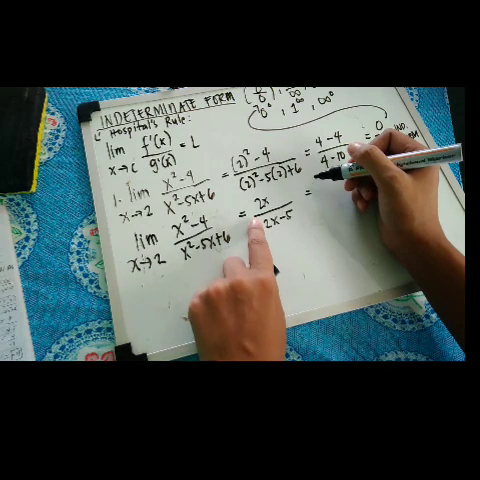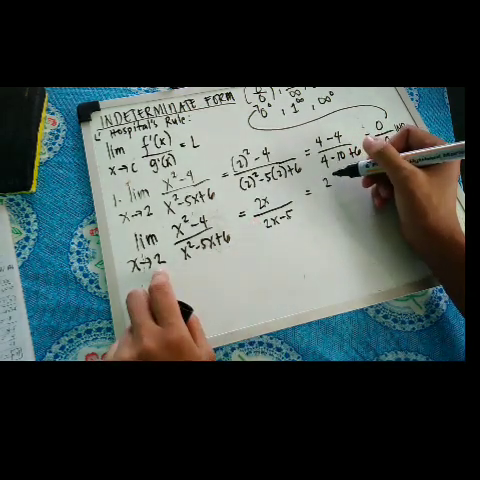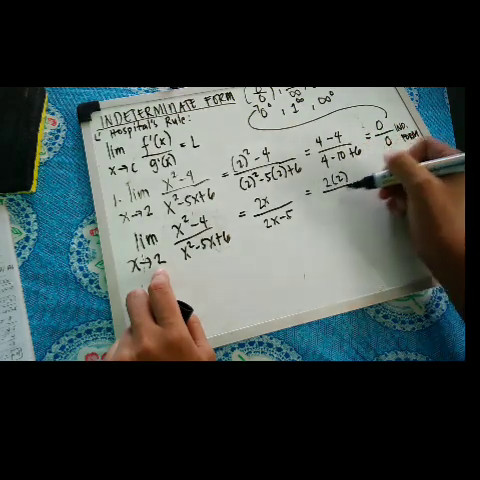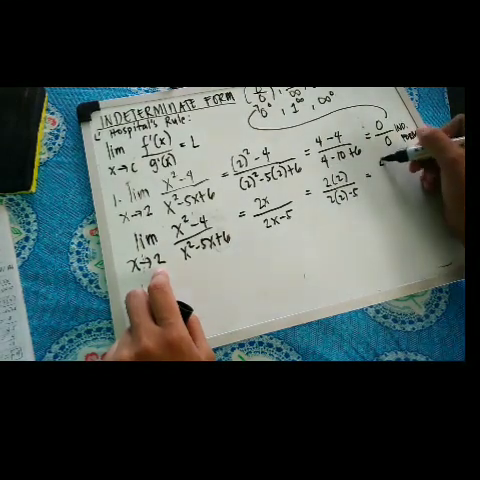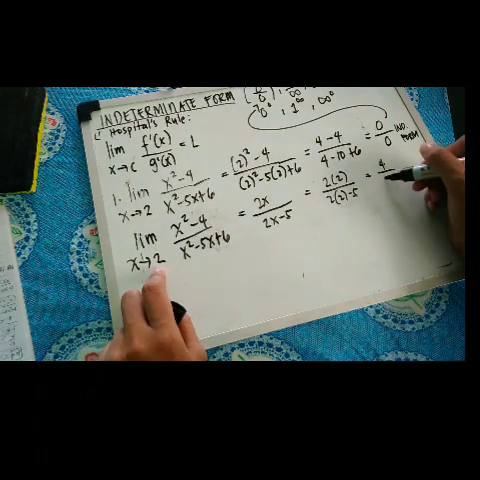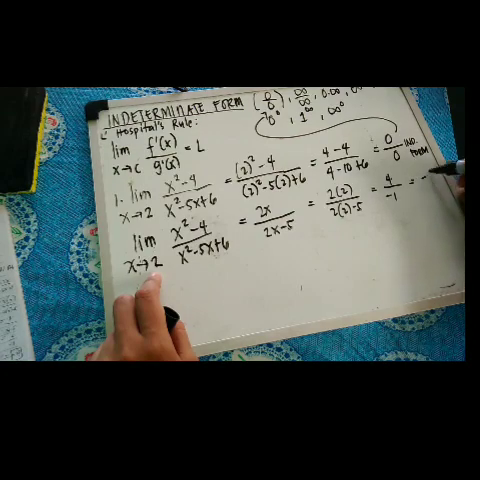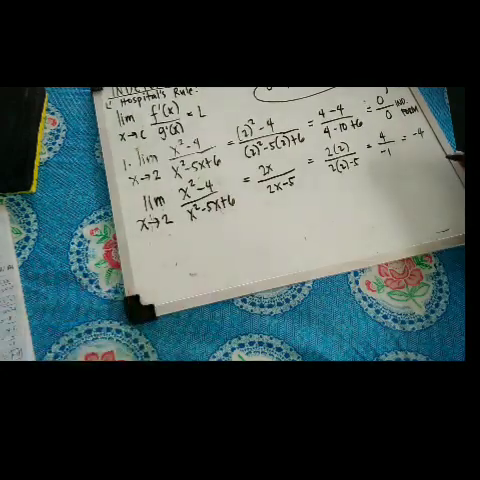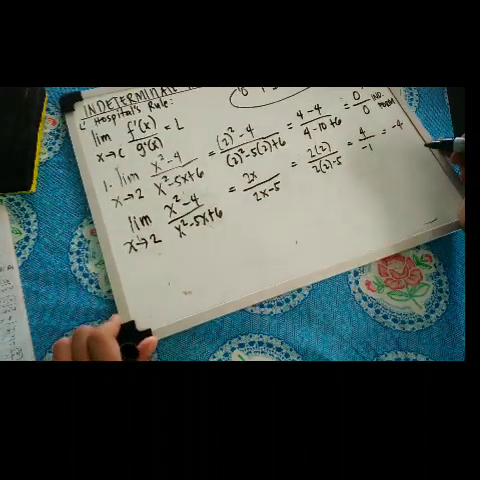Now, we need to substitute the values of x. We have 2 times 2, and then 2 times 2 minus 5. 2 times 2 is 4, 4 minus 5 is negative 1. So 4 divided by negative 1. When you divide positive and negative, the result is negative. We have negative 4.